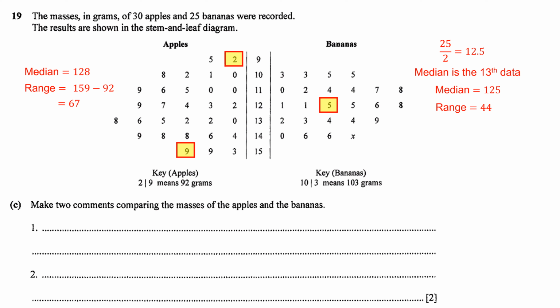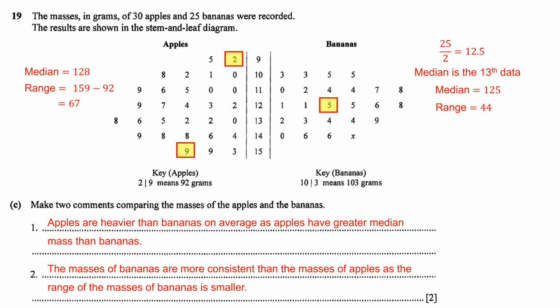So let's compare the first thing, the median. We found that apples are heavier than bananas on average, as apples have greater median mass than bananas. Now we compare the range. We found that the range for bananas is less than the range for the apples. So which means that the masses of bananas are more consistent than the masses of the apples, as the range of the masses of the bananas is smaller.